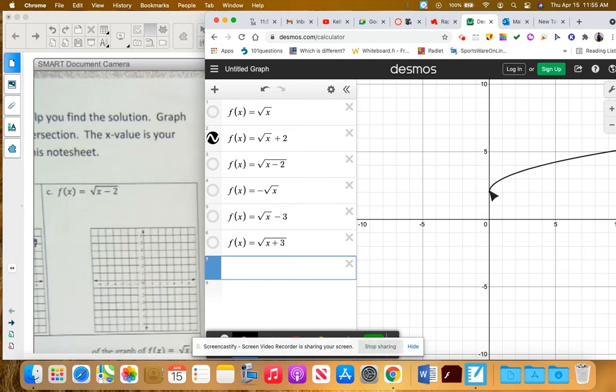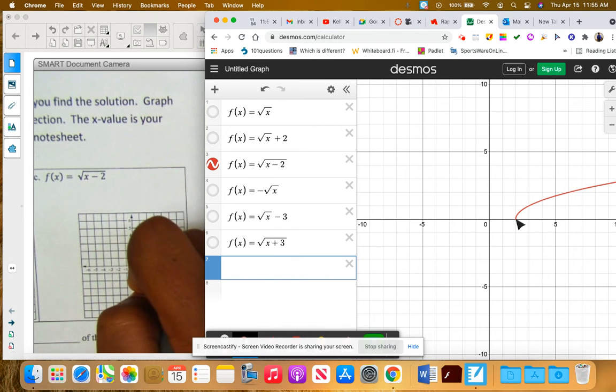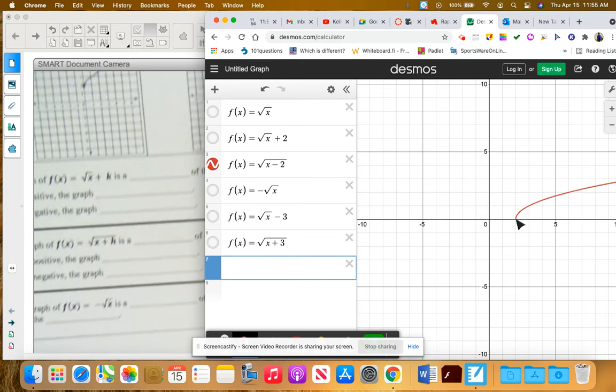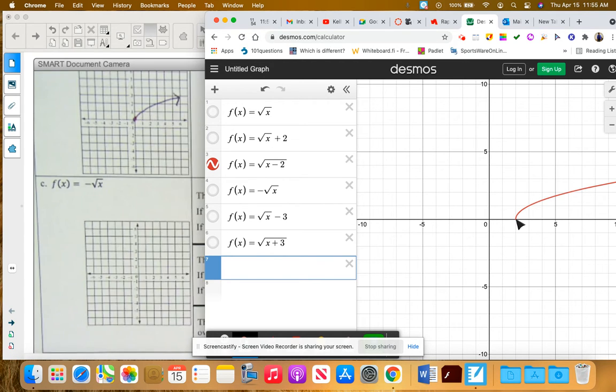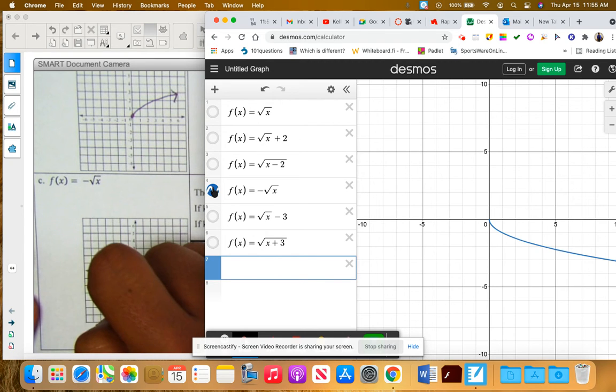The third one, f of x equals the square root of x minus 2. So that would be this one right here. So this is my origin at 0. Looks like I'm starting at positive 2 on the x-axis. So it goes that way. C. There's C. I already typed this in as well. If I highlight that one, it looks like it did a flip across the x-axis.